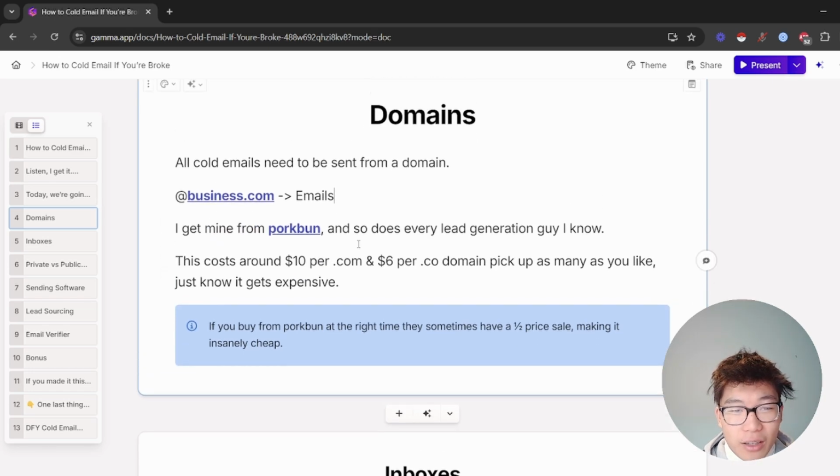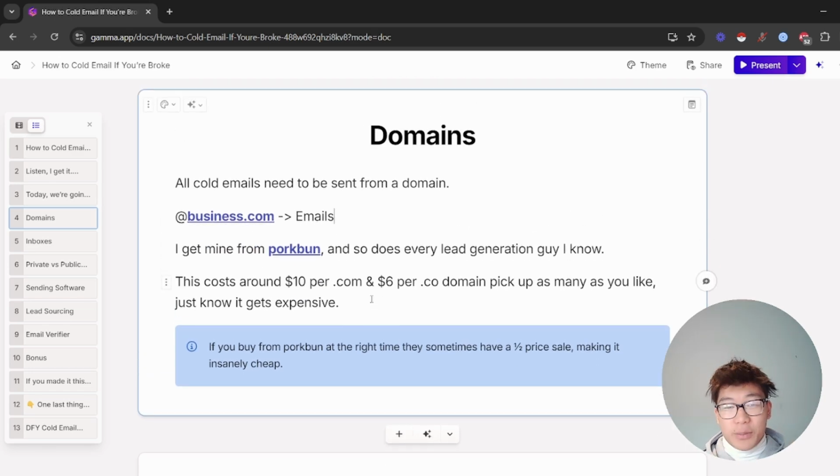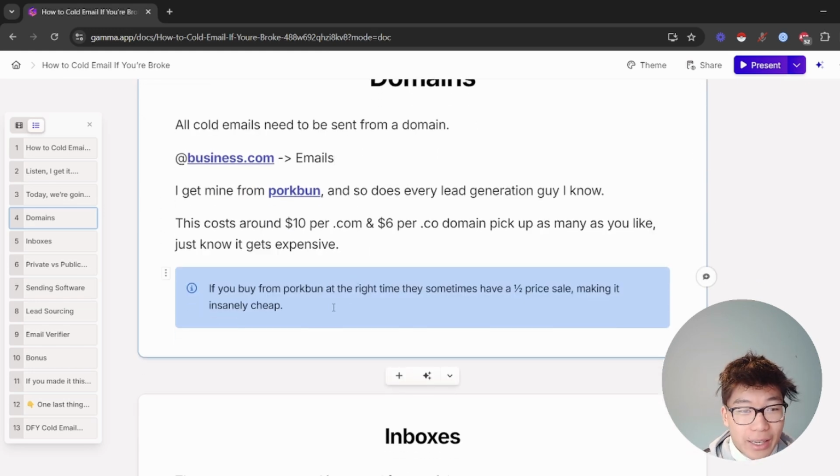So this costs around $10 per .com domain and $6 per .co domain. Pick as many as you like. Just know it gets a tad expensive if you buy more. So if you want to do more volume, some more clients, obviously pick up more. The next thing is, if you buy from Porkbun at the right time, they have a half price sale or a quarter price sale, and the timing is really good, making it insanely cheap.